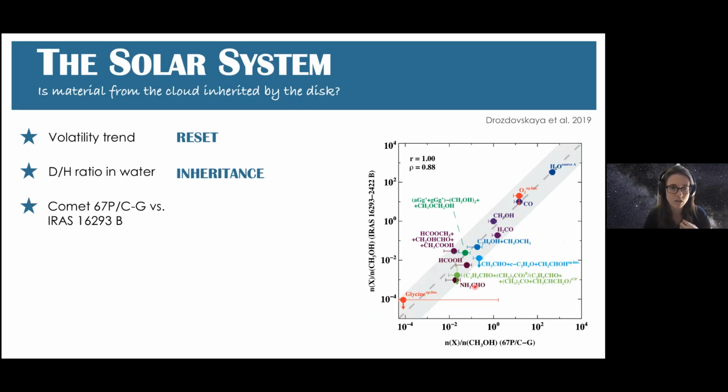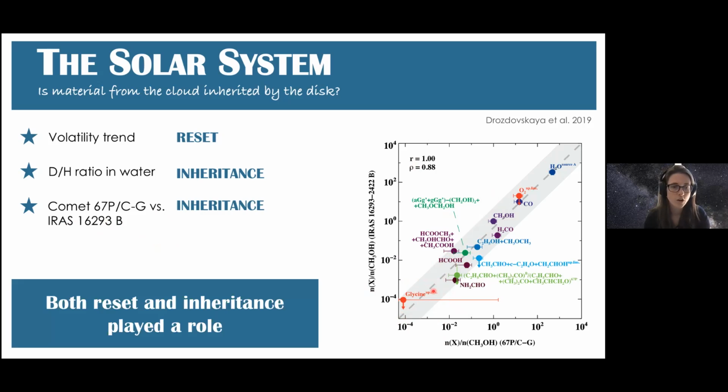Another evidence of inheritance comes when we compare molecular abundances in comets, in this case comet 67P, with abundances around a protostar. And this protostar is often considered a protosolar analog. And this plot shows the correlation between these abundances, and you can see that they fall roughly on this 1-to-1 correlation. Again, suggesting that at least some of the material gets inherited from the protostellar envelope onto bodies. So the picture is pretty complex, and it seems that both reset and inheritance play a role, maybe differently for different types of material.